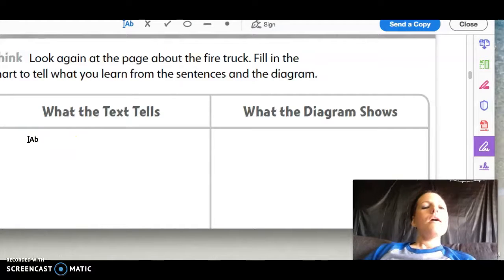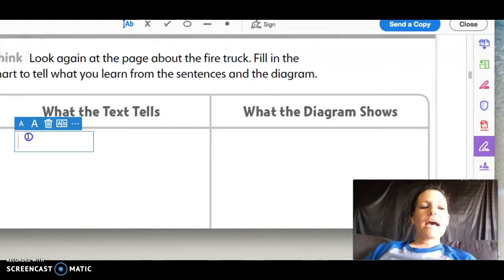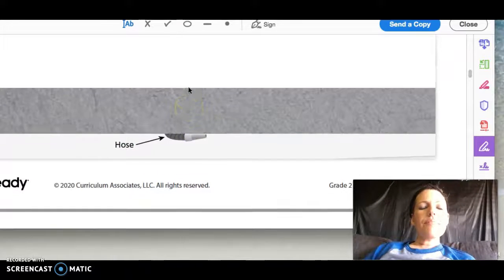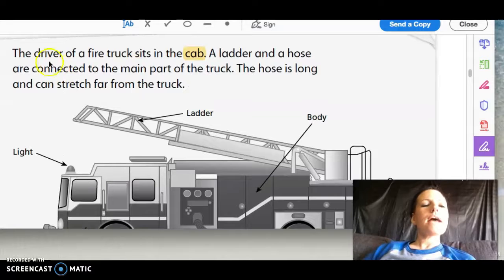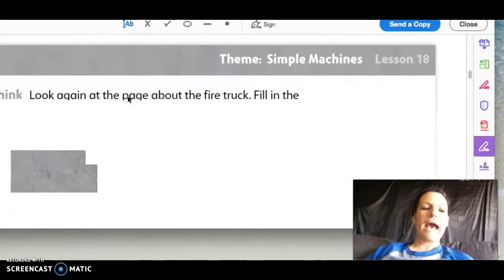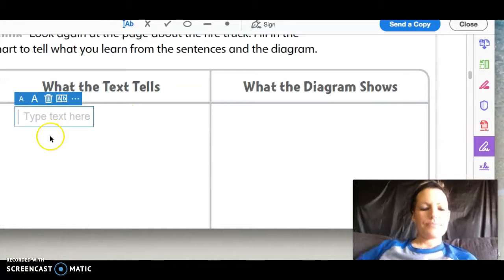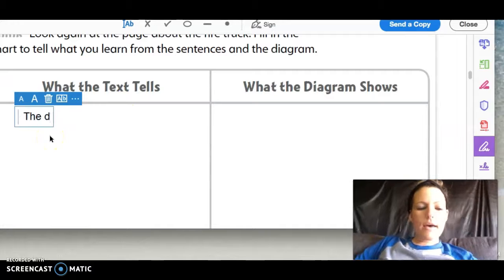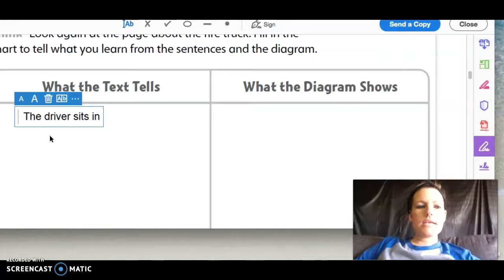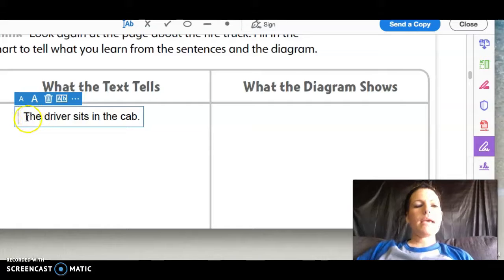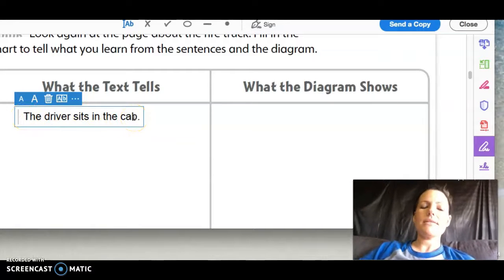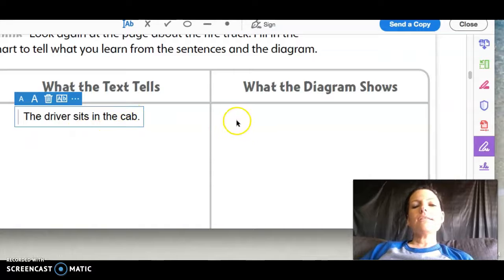Okay, we have to tell what the text tells us. Well, if I flip back up to the fire truck page, the text tells us that the driver sits in the cab. Okay, so I'm going to write the driver sits in the cab. Notice that I made a capital T at the beginning of my sentence and I put that period at the end of my sentence. The driver sits in the cab.